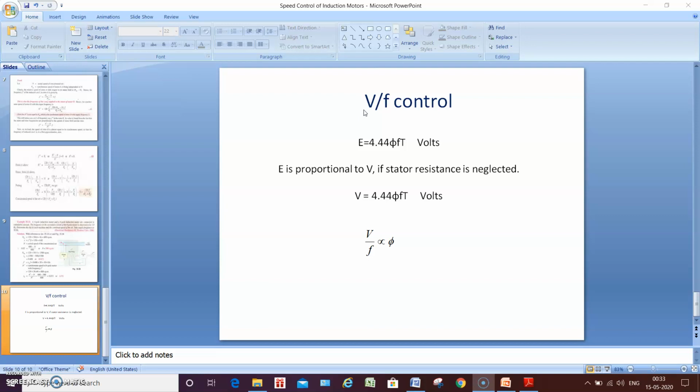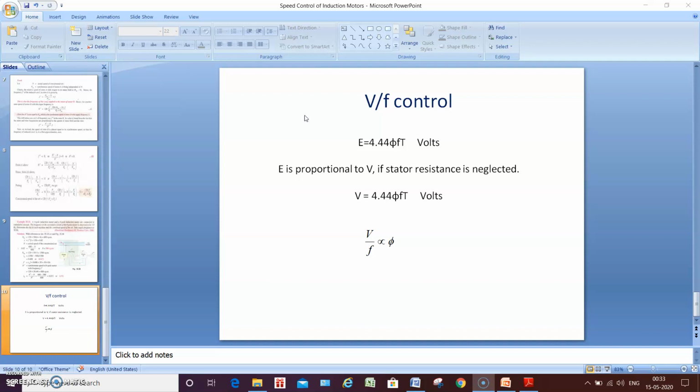But in this method, both voltage and frequency are going to be varied in the same ratio to keep this V-by-F ratio constant. So in some textbooks you can see that it is a V-by-F ratio control method. That means you are going to control the voltage and frequency at the same ratio, but at the same time this ratio is going to be kept at a constant value.